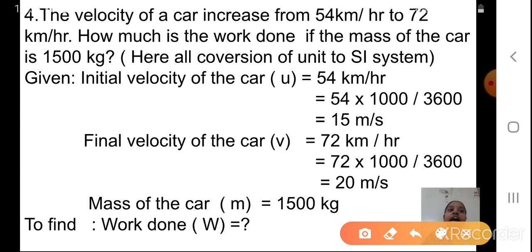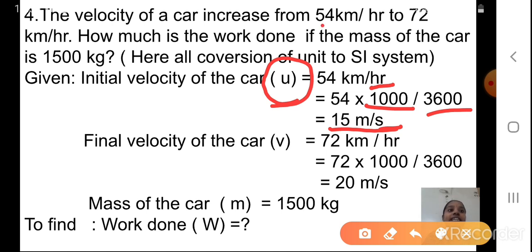So what have I done? Kilometers to meters, I multiply. So I have multiplied 54 by 1000. And for converting hour to seconds, I have to divide by 3600 seconds. What answer am I getting when solving this? 54 into 1000 divided by 3600. The answer I am getting is 15 meter per second. This is the initial velocity of the car, which we have taken as u.